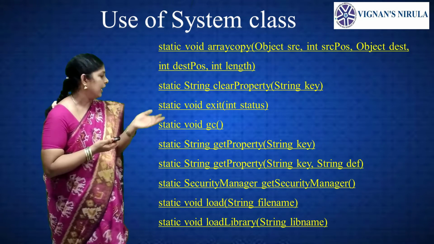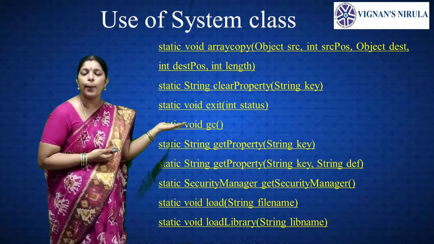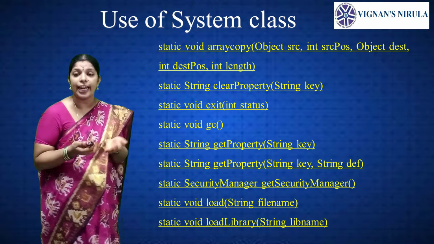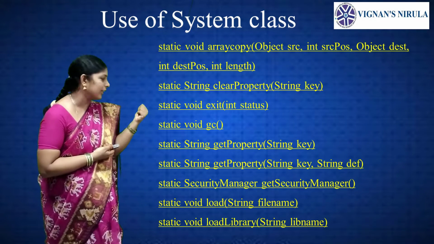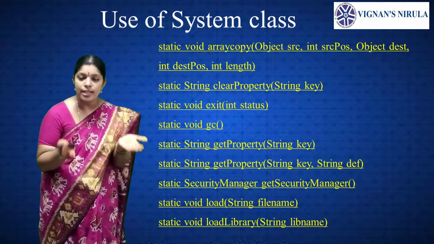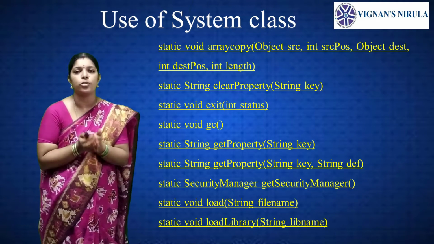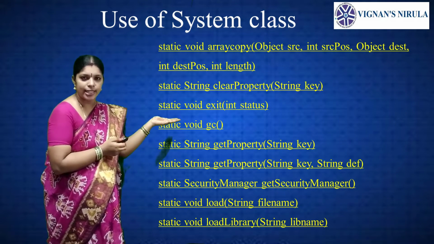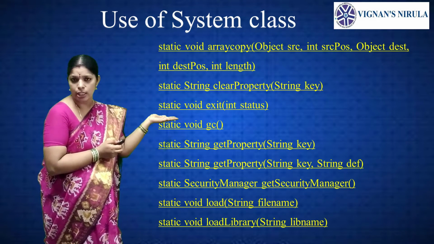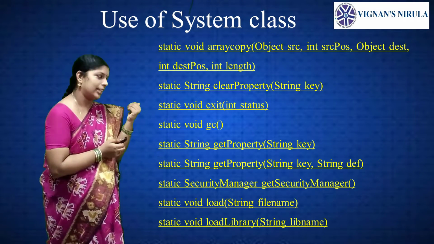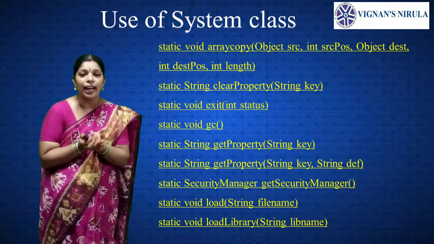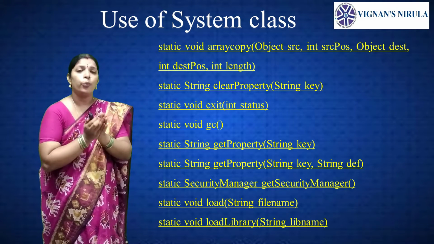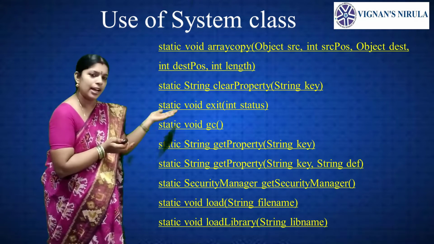Next one, static String clearProperty(String key). This method removes the system property indicated by the specified key. Next one, static void exit(int status). This method is used to terminate the currently running Java virtual machine. Whatever is running in the Java virtual machine, we are terminating by using the exit method.